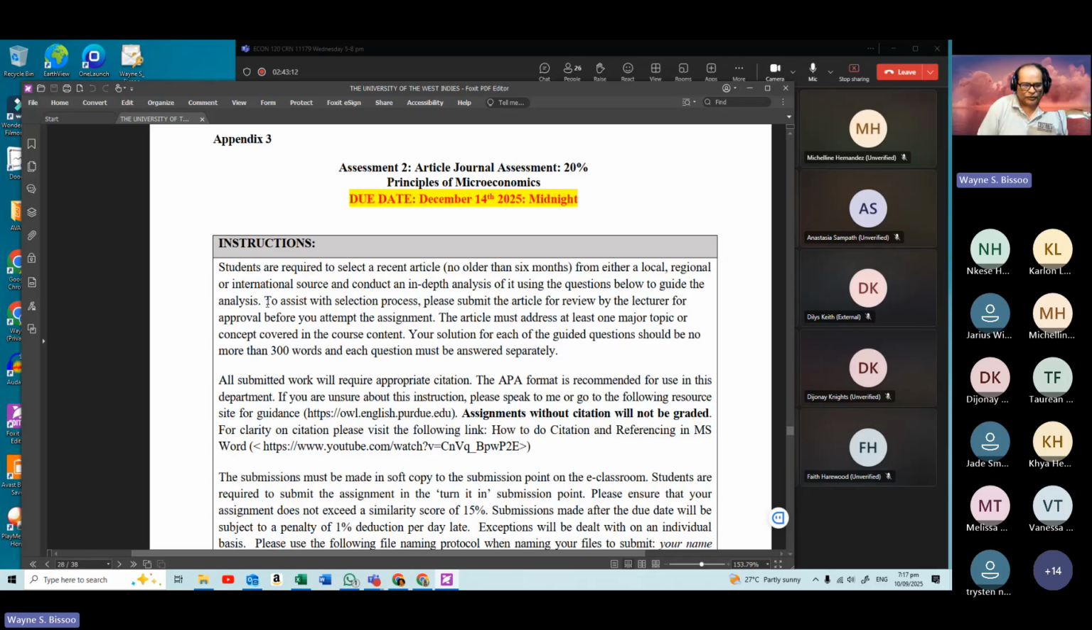All right? So in essence, there are 2 aspects to this. You have to first of all locate or find an article that has microeconomic concepts in it.